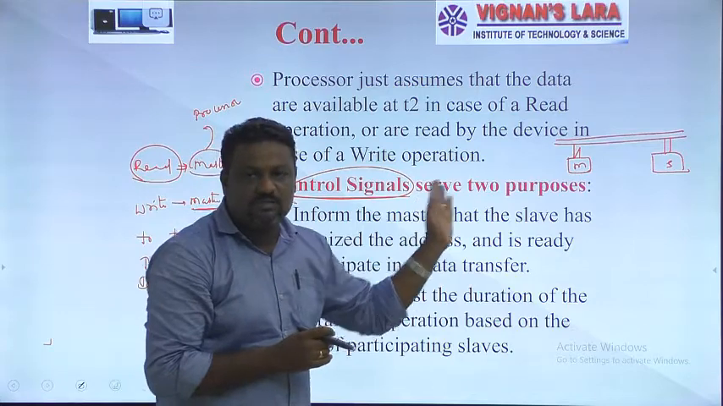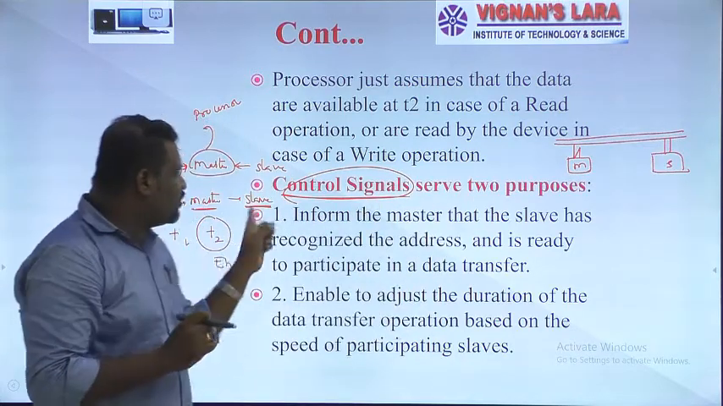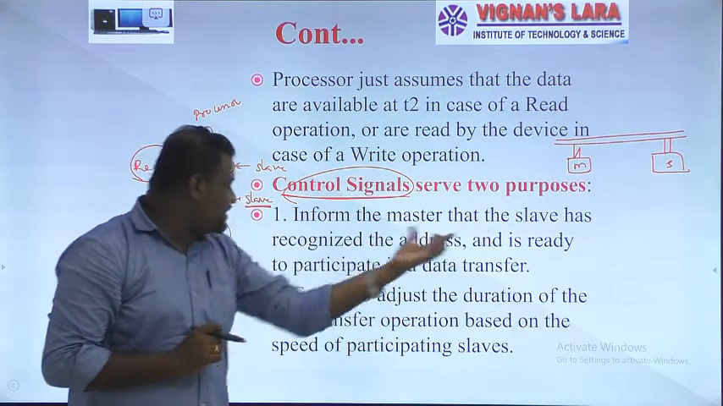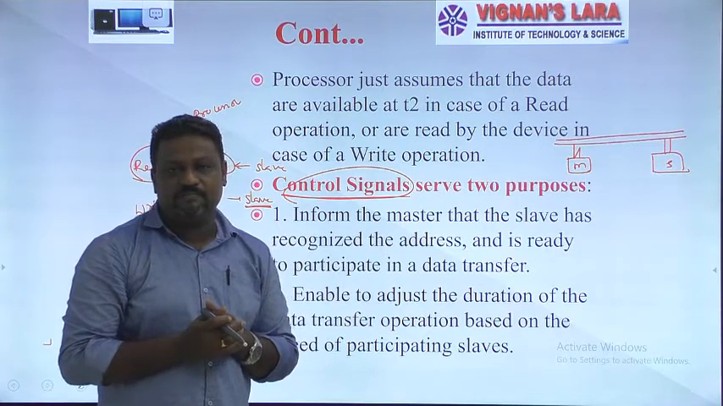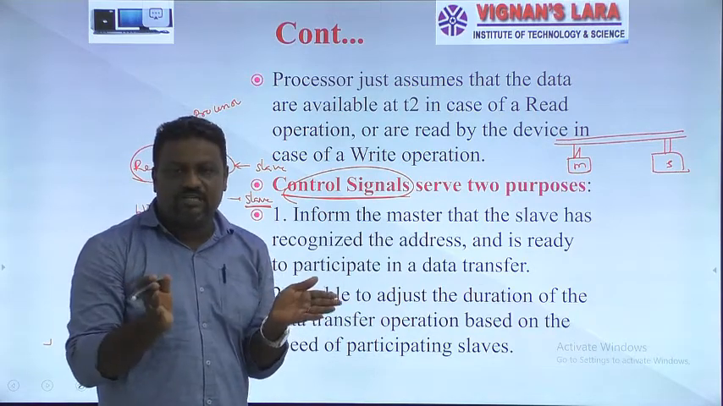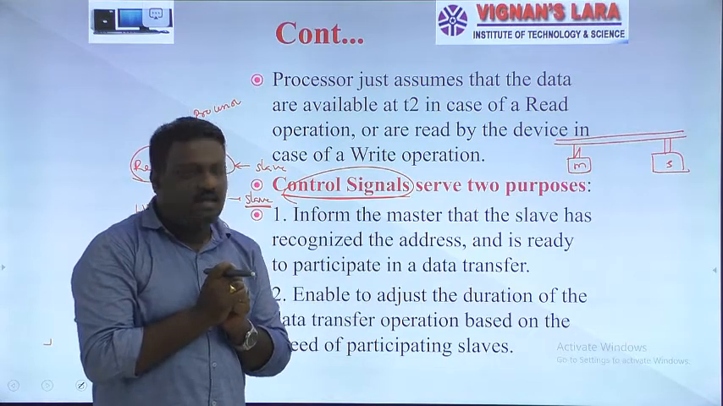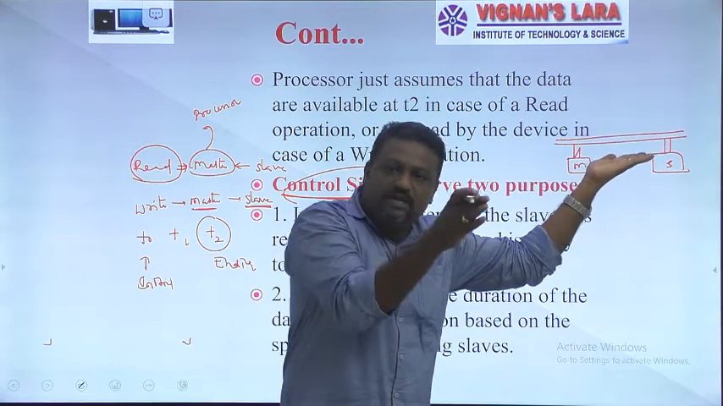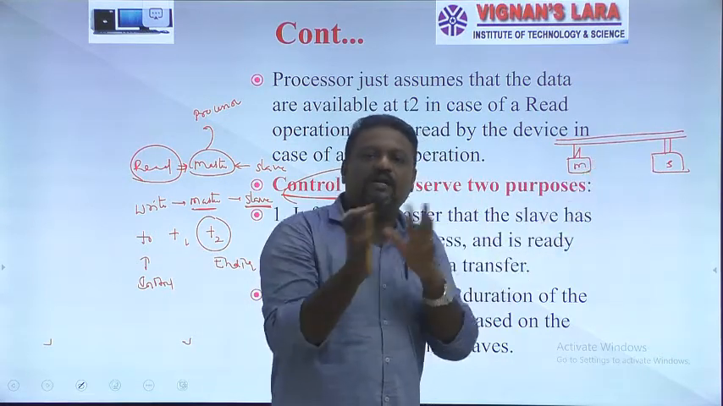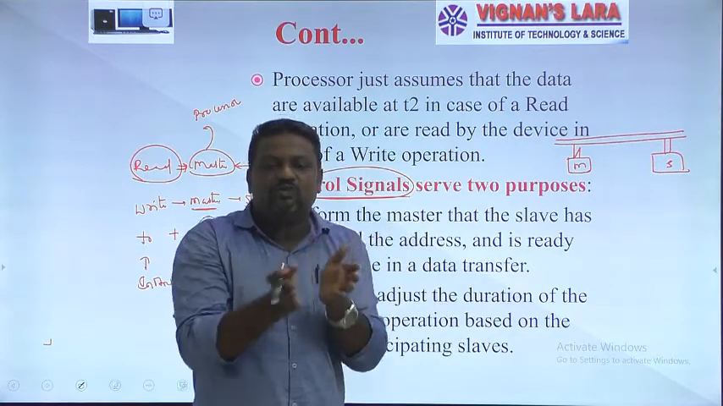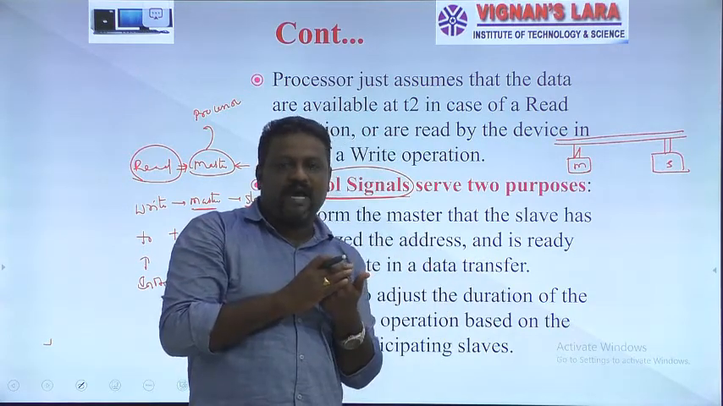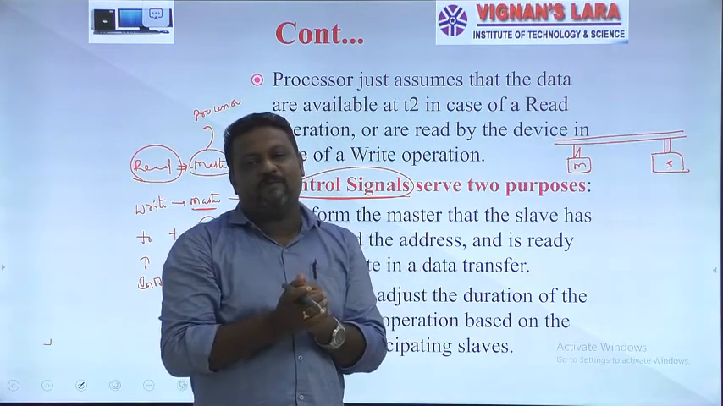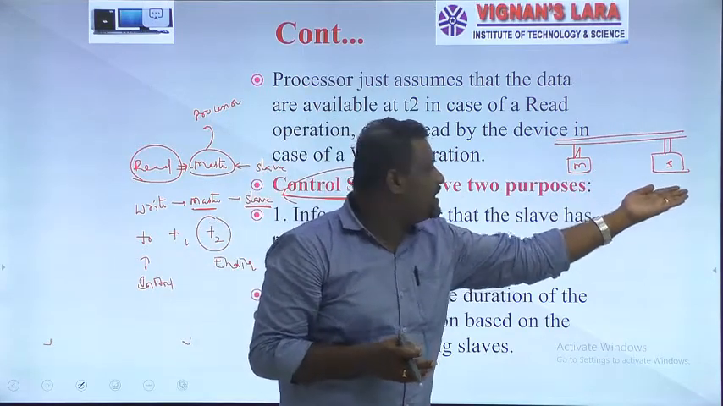These control signals serve two purposes. What is the first one? Inform the master that the slave has recognized the address and is ready to participate in a data transfer. So one variety of control signal used in this data transfer is one where the slave device informs the master, I received the address issued to me, and I received the commands issued to me. I recognize the address as well as the command words, and I am ready to participate in data transfer. That type of information can be provided by the slave to the master.